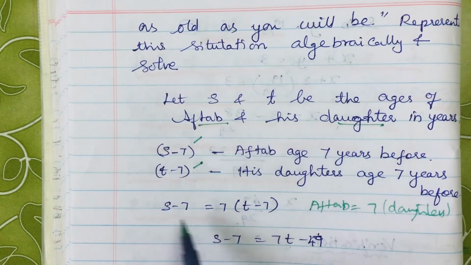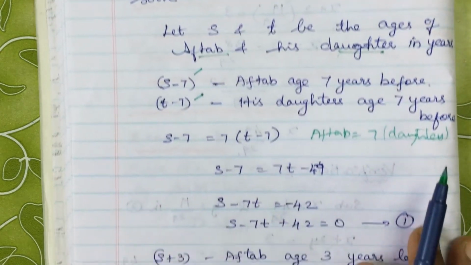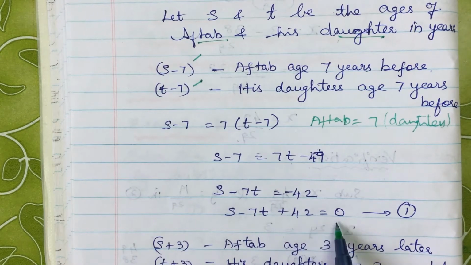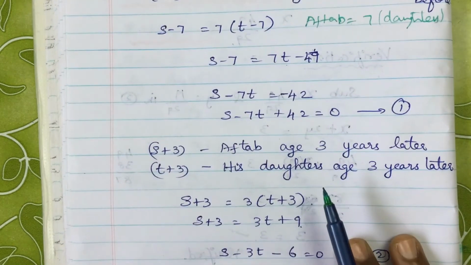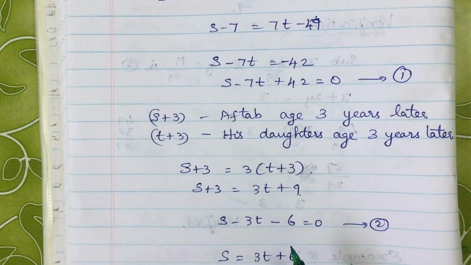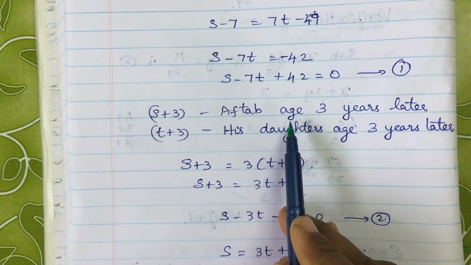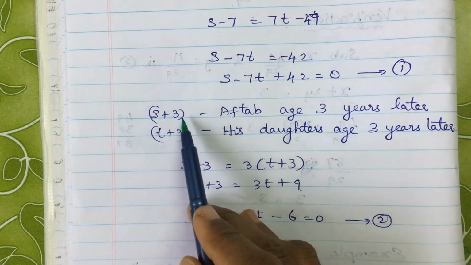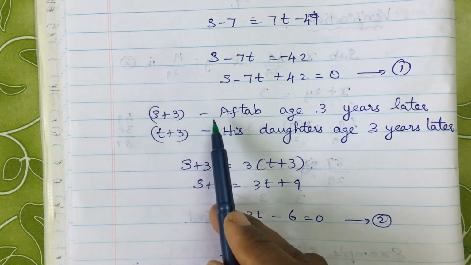Okay, so I just simply substituted these ages here. I got this equation. On rearranging the terms, I am getting s minus 7t plus 42 equal to 0. That is equation 1. And for arriving at the second equation, it is given after 3 years. So since it is given after 3 years, I am adding 3 and 3 to the ages of Aftab and his daughter. So it becomes s plus 3 and t plus 3.